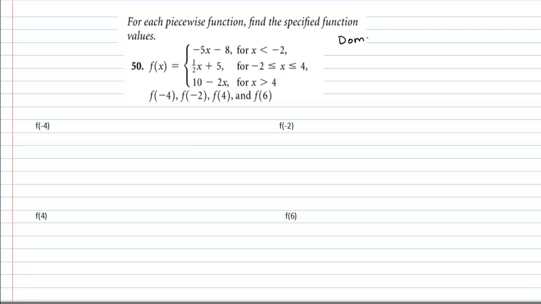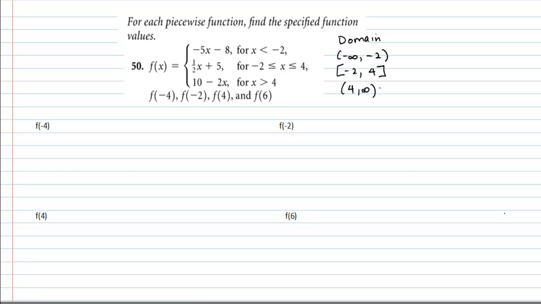Therefore, the first function has a domain of negative infinity up to negative 2. The second function will have a domain of negative 2 to positive 4. And the third domain is going to be from 4 to infinity.